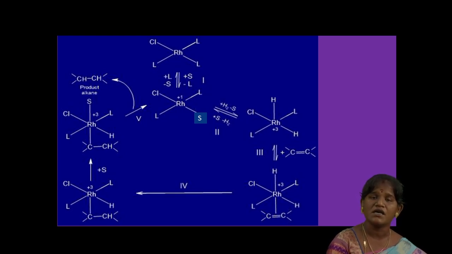What is oxidation? Oxidation is nothing but removal of electrons. Here 2 electrons are removed from this rhodium metal, and also two hydrogen atoms are added to this metal, so that is addition, and here oxidation takes place. The oxidation state of rhodium is converted from +1 into +3, so 2 electrons are removed from the rhodium metal and donated to 2 different hydrogen atoms.